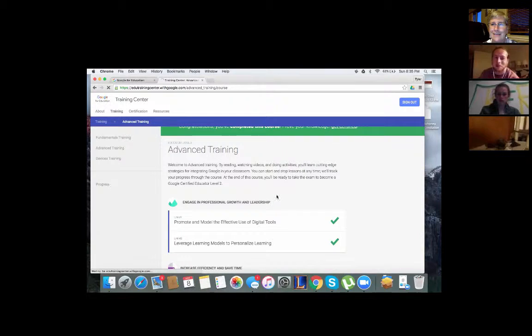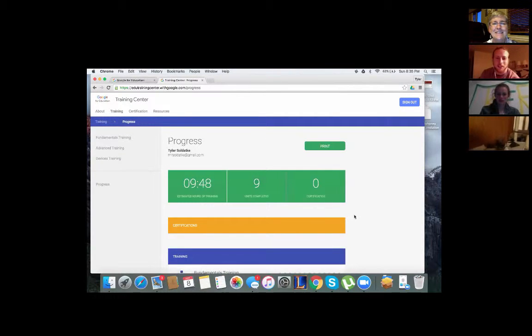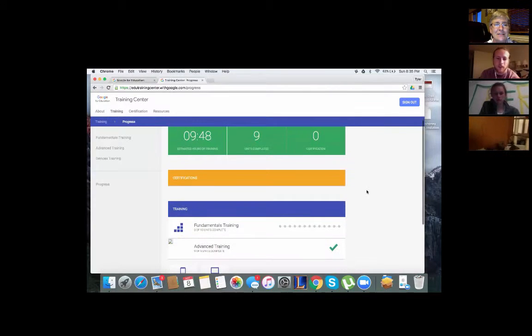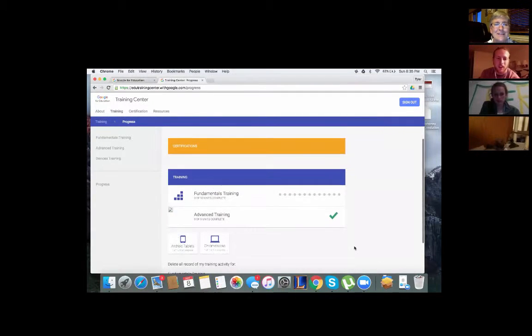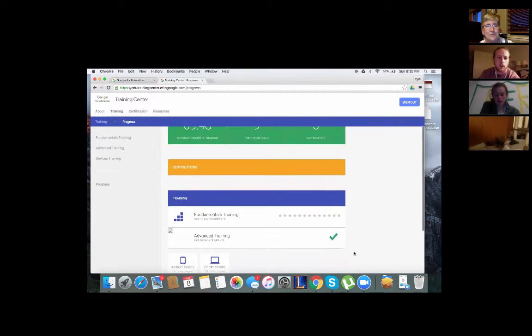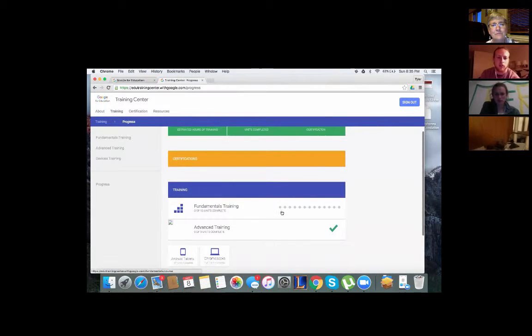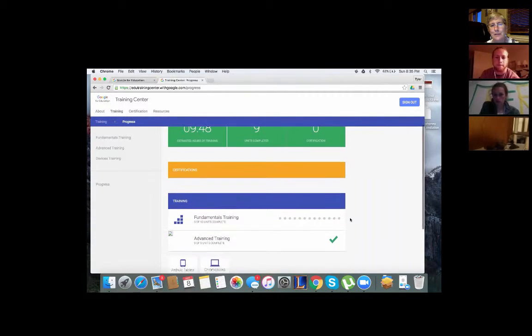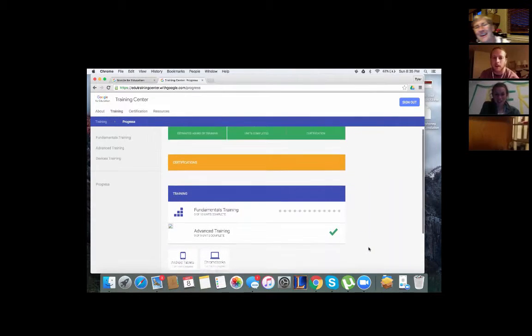It does take some time. Yeah. Here's my progress, and it says about 10 hours of training. Each lesson takes quite a while. And here's my advanced. Whatever one-to-one devices the schools are using, you can learn about Android tablets or Chromebooks as well. That's cool. I'll probably go back and do fundamentals, because advanced training was a little bit over my head. So I should probably start with the fundamentals. Yeah, probably.